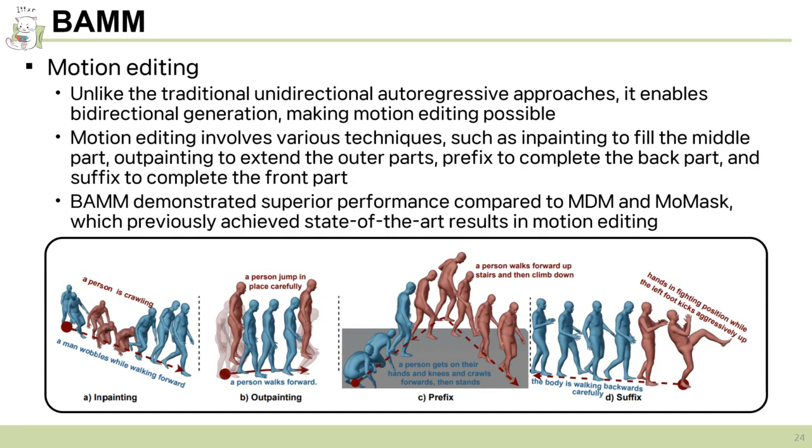In-painting is the task of filling in missing parts of a motion sequence, as seen in example A, and out-painting is the task of extending motions outward, such as continuing a character's movement beyond the original bounds shown in B. And the prefix task is adding motion to the start of a sequence to create a complete action, as in C. And the suffix task is finishing the motion sequence at the end, making it more natural and coherent, shown in D. BAMM achieves state-of-the-art results in motion editing tasks, outperforming models like MoMask and MDM, as demonstrated by its ability to generate smoother and more natural transitions across these operations.